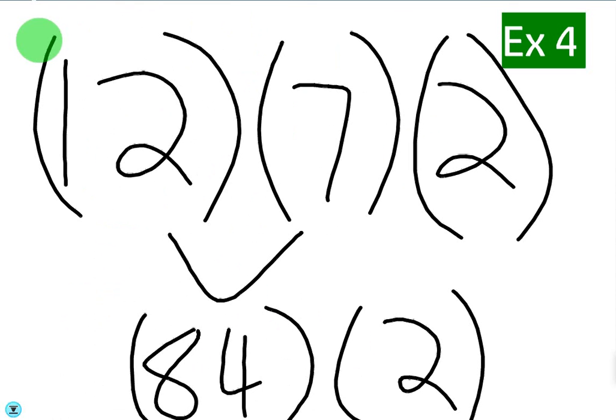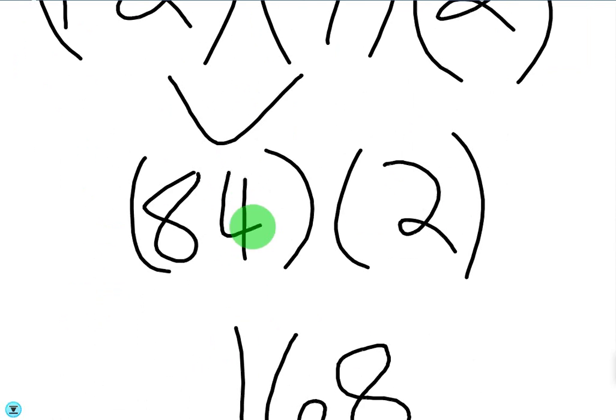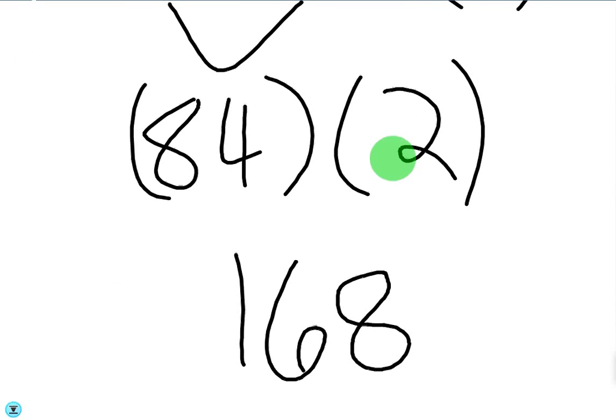Final example, we have 3 numbers next to each other in parentheses. Again, that just means multiply. And like I said, you can do the first 2 first, but generally just work from left to right. So we're going to do 12 times 7, which is 84. Multiply that by 2. Quick way for that, 80 times 2 is 160. 4 times 2 is 8. 160 plus 8 is 168.